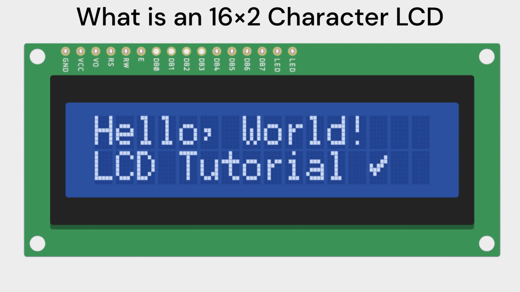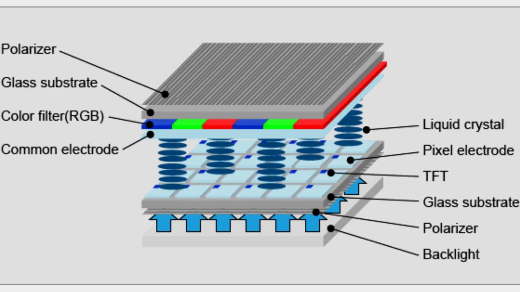An LCD, liquid crystal display, is a type of flat panel display technology used in a wide range of electronic devices, such as televisions, computer monitors, smartphones, and digital watches. LCDs work by utilizing the properties of liquid crystals to manipulate light and create images. An LCD consists of several layers.